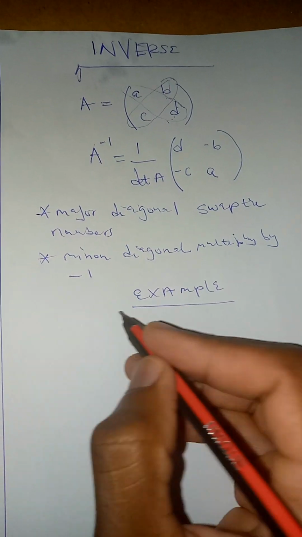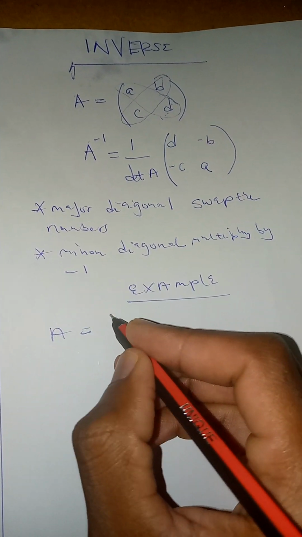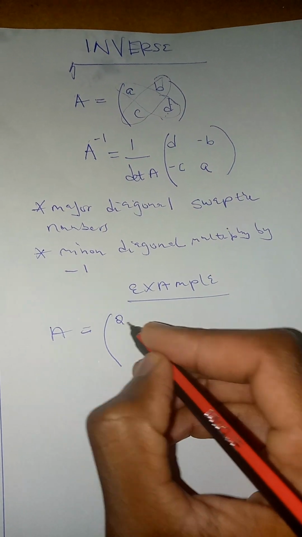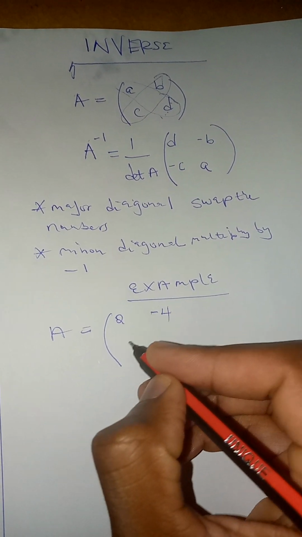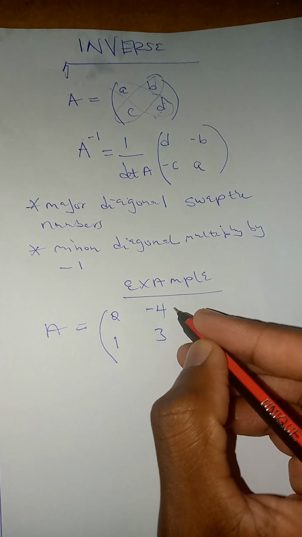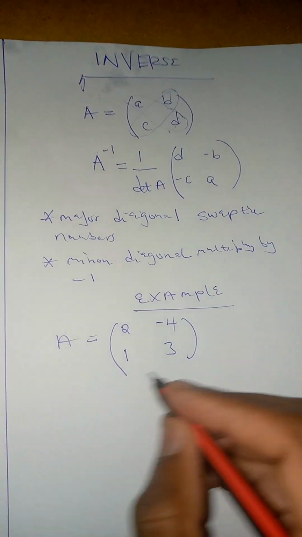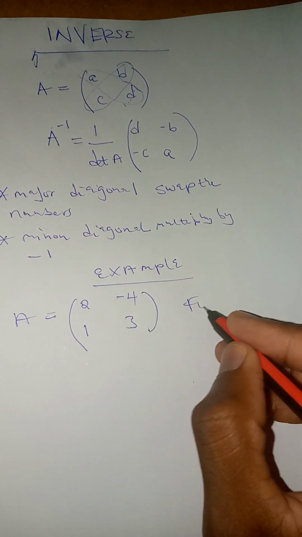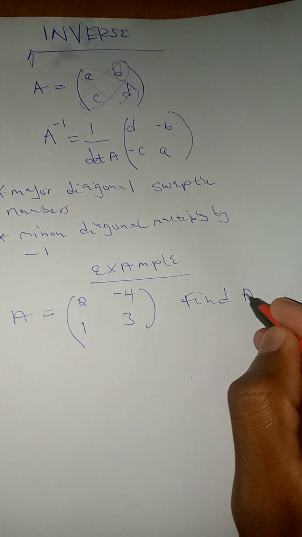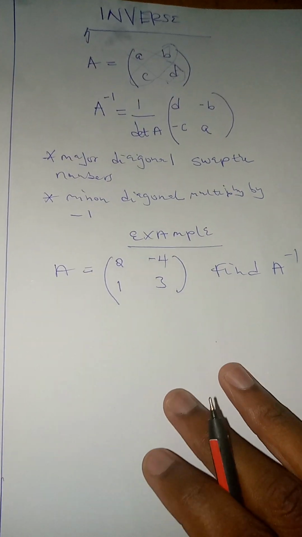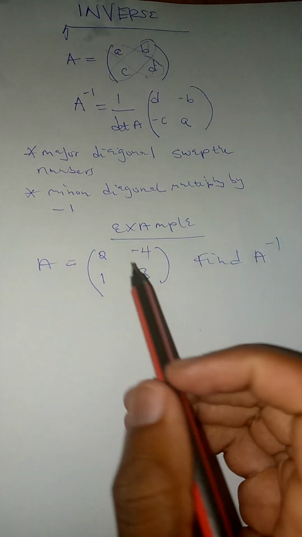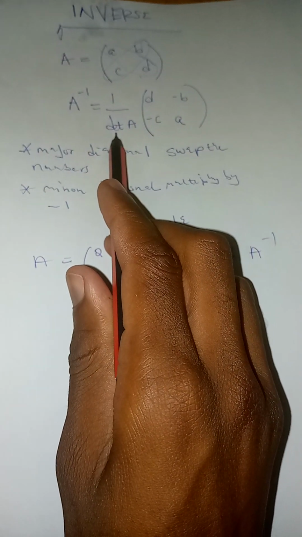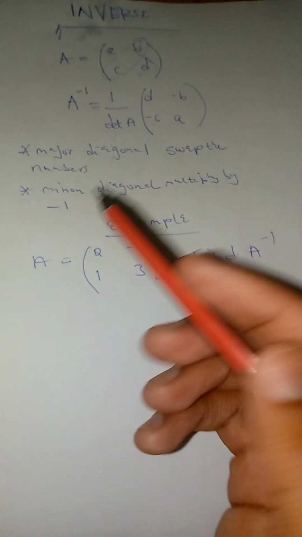Okay, let's take a simple example. Maybe you are given that the matrix A is, let's say, 2, negative 4, 1, and 3. Then they say find A inverse. Very easy. So we first have to know the determinant from here. What's the determinant of A?